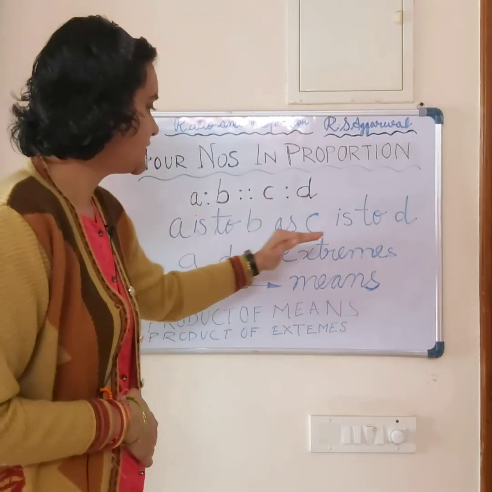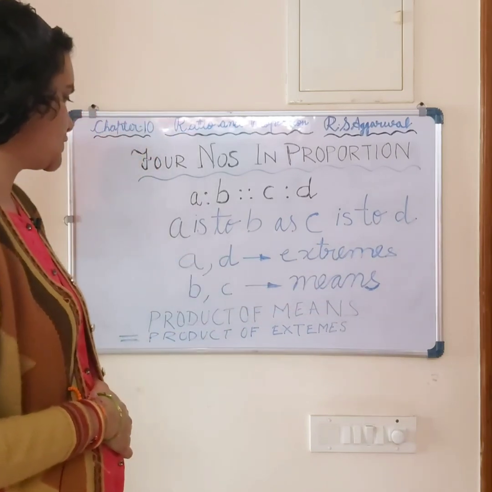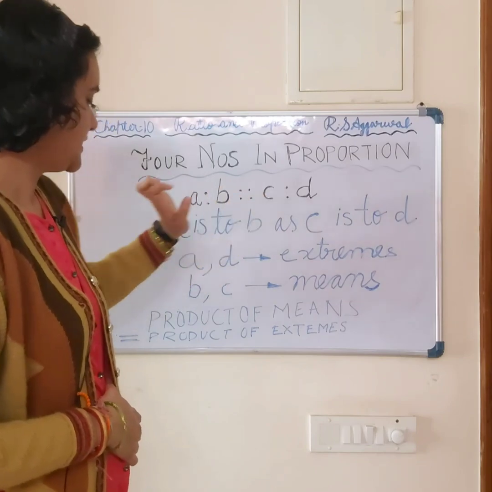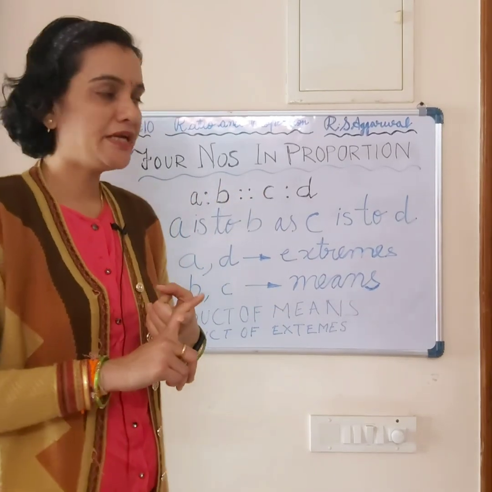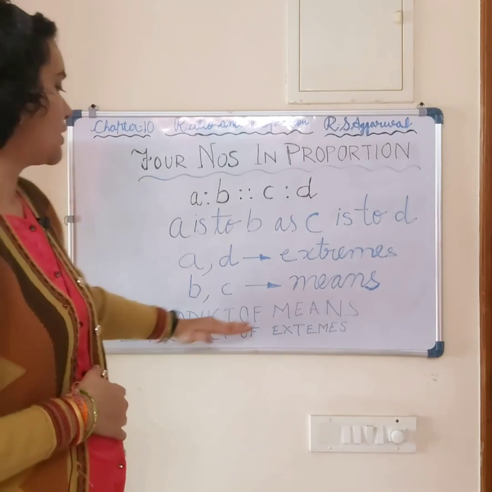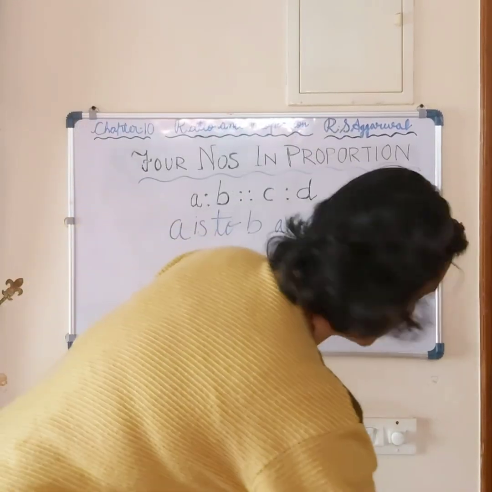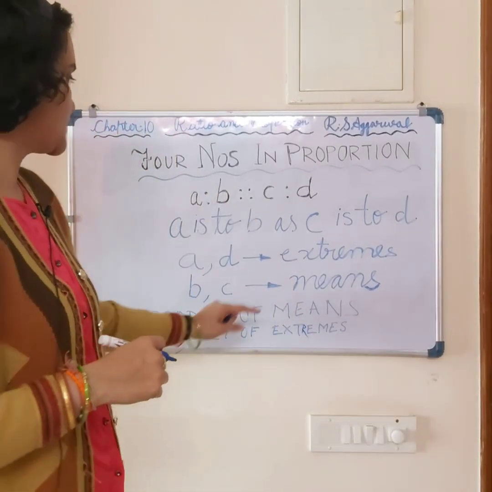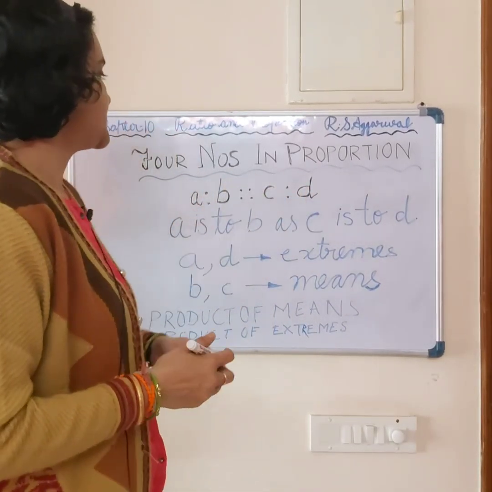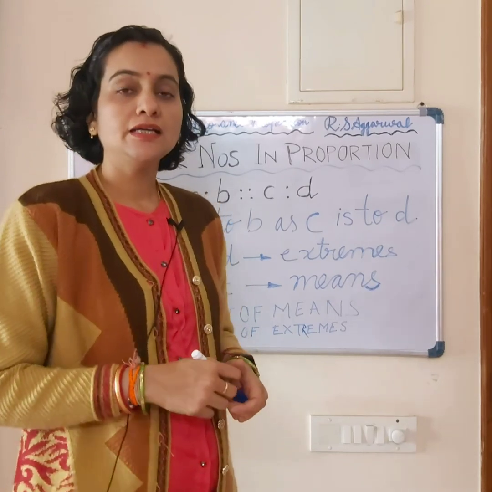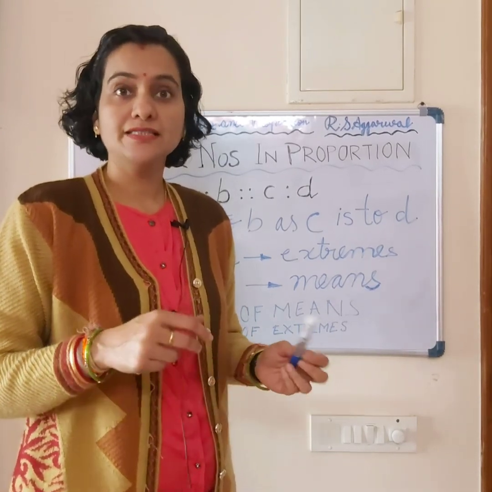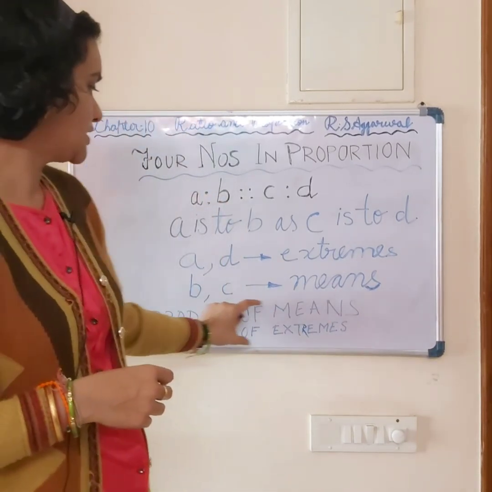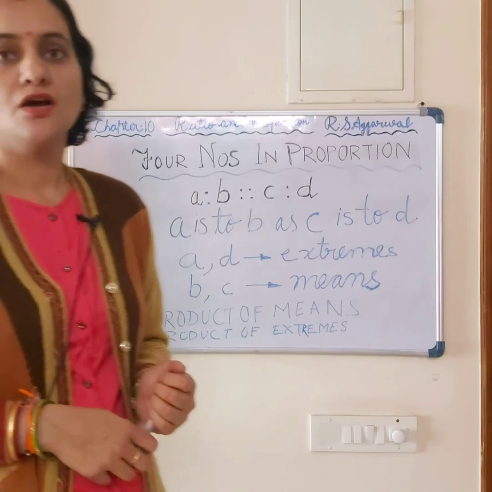Now there is a relationship between these extremes and means. What is the relation? Product of means, means product of B and C, product मतलब multiply B into C, is equal to product of extremes. What are the extremes? A and D. So product means A into D. So we'll do some examples or some problems based on this particular equation. Product of means is equal to product of extremes. All right.